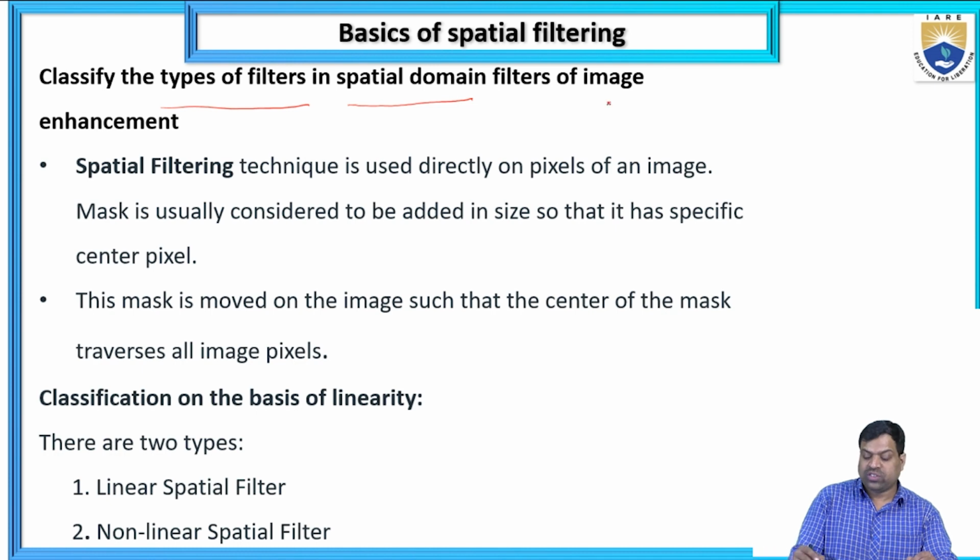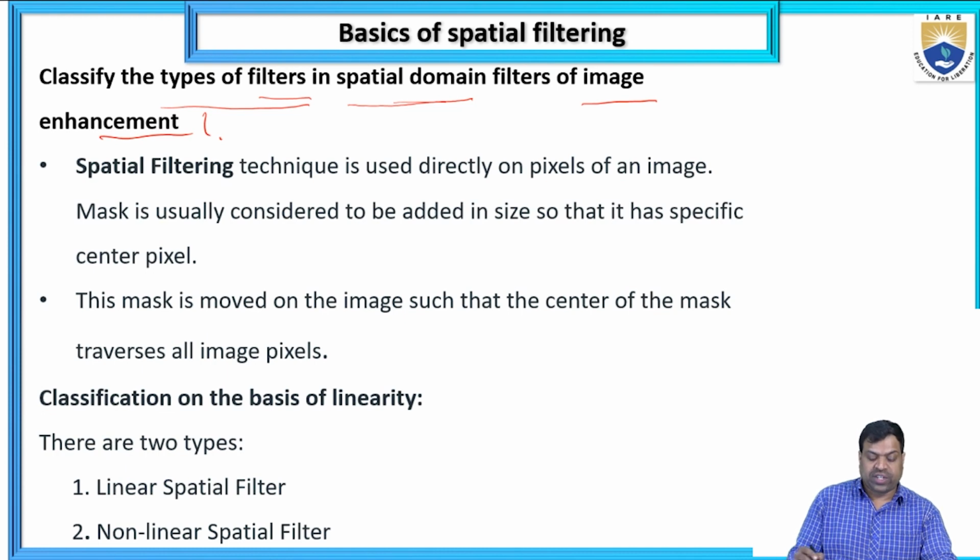So first we have to discuss, what is image enhancement? After that, the classification of filters in the spatial domain. The first one is spatial filtering. Spatial filtering is a technique used directly on the pixels of an image. The mask is usually considered to be odd in size so that it has a specific center pixel. This mask is moved on the image such that the center of the mask traverses all the image pixels.